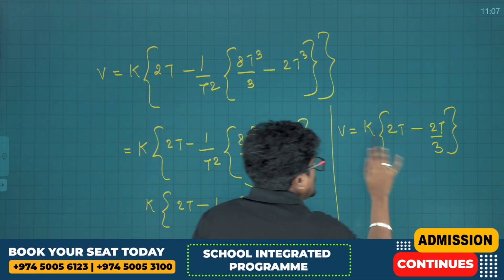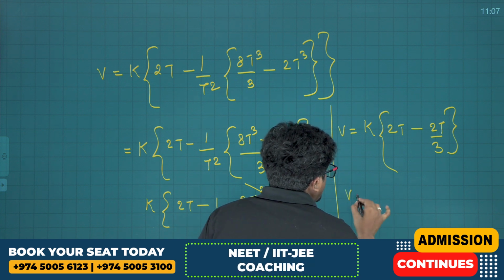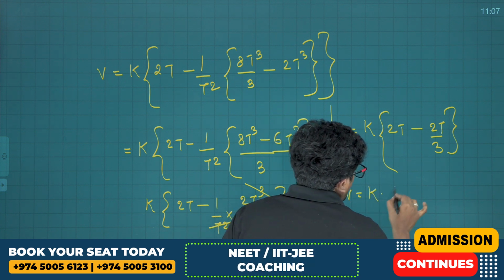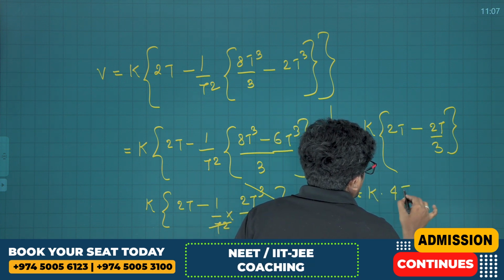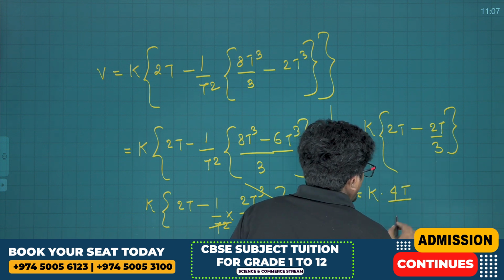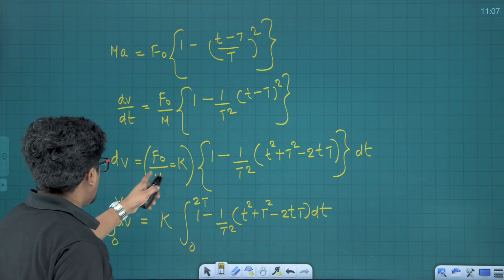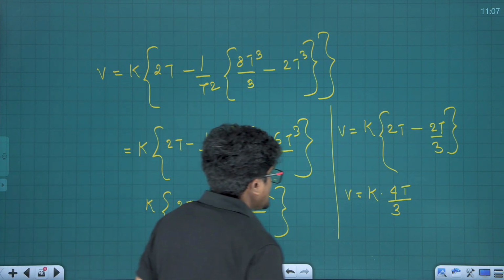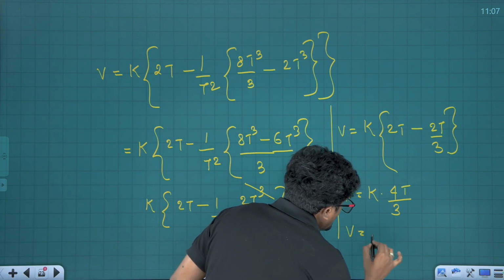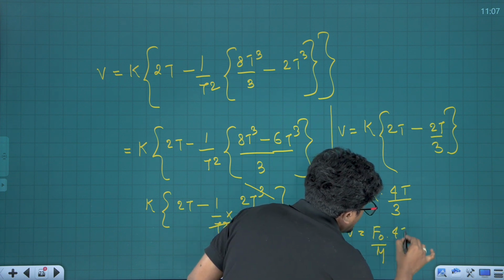So 3 twos are 6, 6 minus 2 is 4. So v is coming as k into 4t by 3. And tell me, what was k? K was f naught by m. So v is equal to f naught by m into 4t by 3.